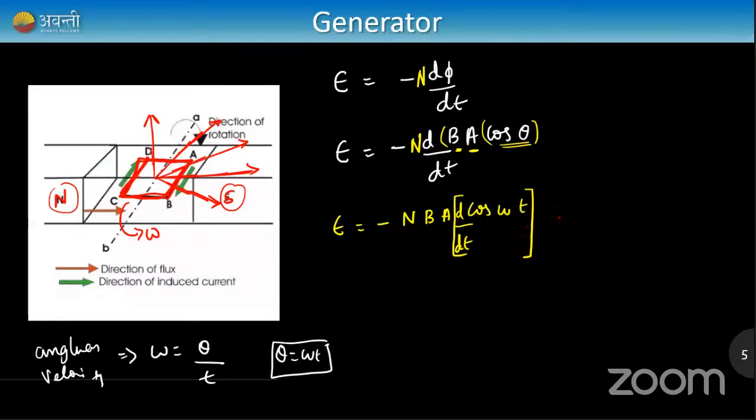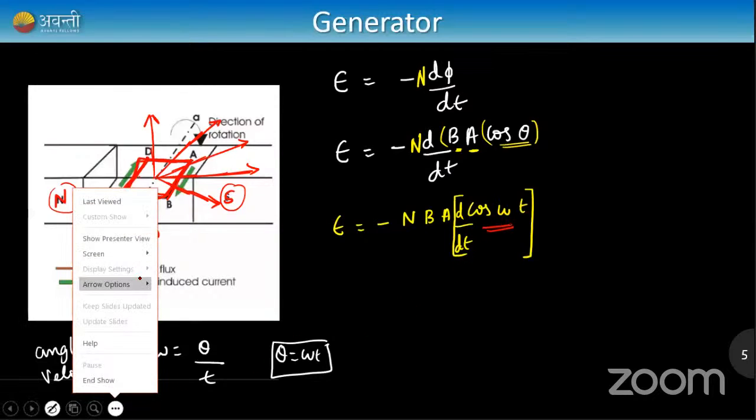So guys, can you tell me now what is the differentiation of cos omega t? Let me ask you in a simple way: what's the differentiation of cos theta? If you can differentiate cos theta, then you can differentiate cos omega t also. That's correct, but you're missing one term there. Correct, very good, guys.